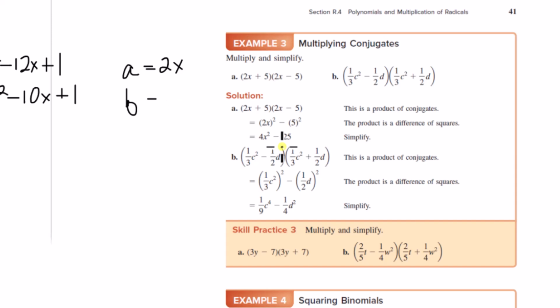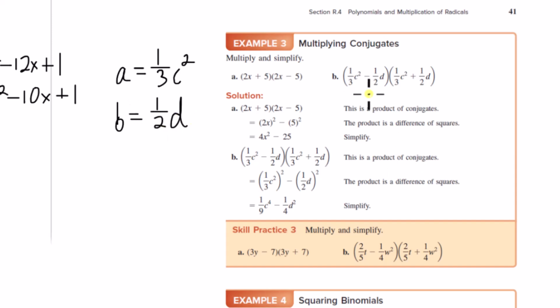Let's see here. These are also conjugates. You can see a is equal to 1/3 c squared and b is equal to 1/2 d. A minus b times a plus b. The order doesn't matter. It's not like you have to put a plus b first. Okay, so what is a squared? That's going to be 1/9 c to the 4th. What is b squared? 1/4 d squared. There you go.